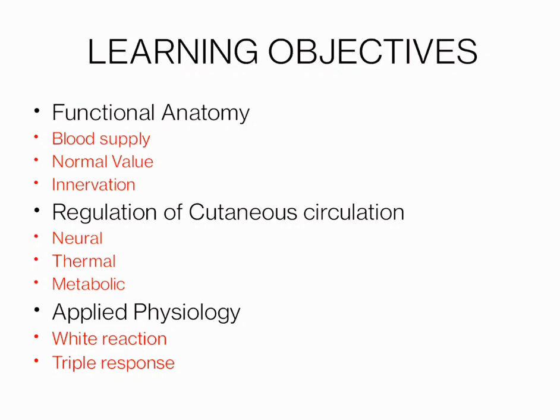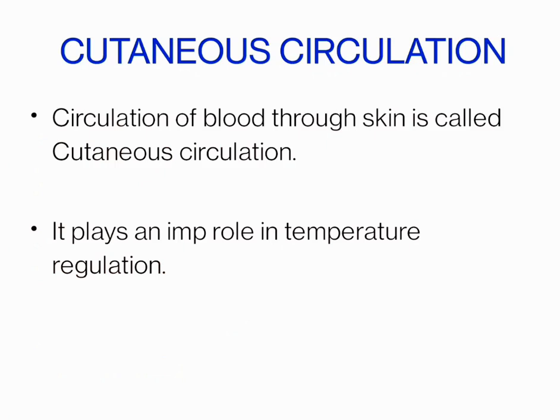Under the regulation of cutaneous circulation, it is regulated by neural, thermal and metabolic regulations. Applied aspects has two components: white reaction and triple response. We'll see in detail. The cutaneous circulation, as I said, circulation of the blood through the skin is known as cutaneous circulation, which plays an important role in the regulation of the temperature.